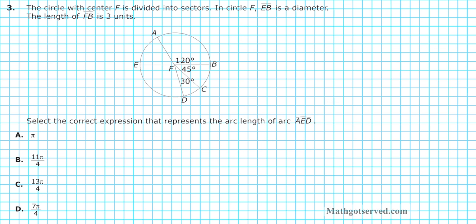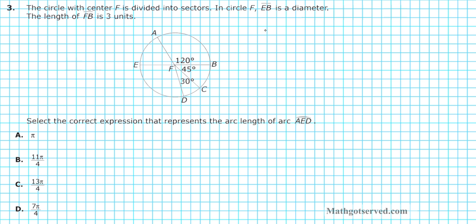All right, let's take a look at problem 3. It reads, the circle with center F is divided into sectors. In circle F, EB is the diameter. The length of FB is 3 units. Okay, so let's go ahead and try this problem out. You're asked to select the correct expression that represents the arc length of arc AED.